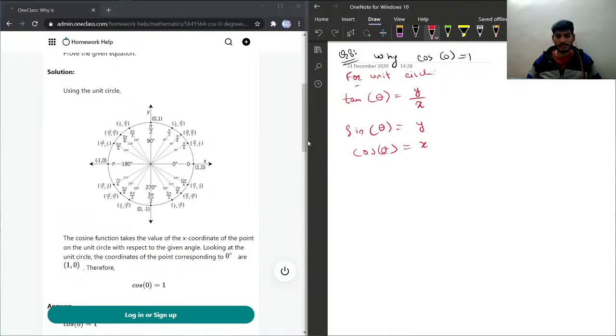If you want to find sine theta, we'll just take the y coordinate of that point, and if you want to find cosine theta, we'll just take the x coordinate. So let's find for 0. For 0 we have 1 and 0. This is x and this is y. So cosine of 0 will become the x coordinate, which will be 1, and similarly we can calculate sine, which will be 0.